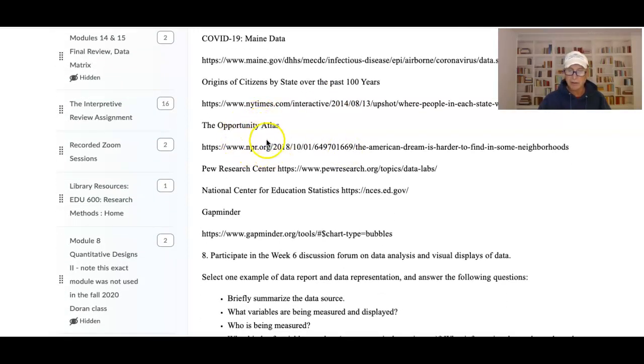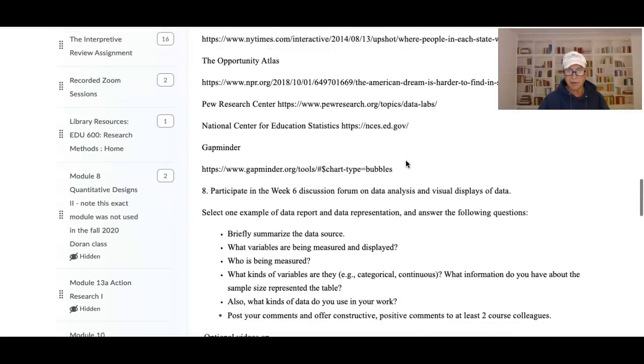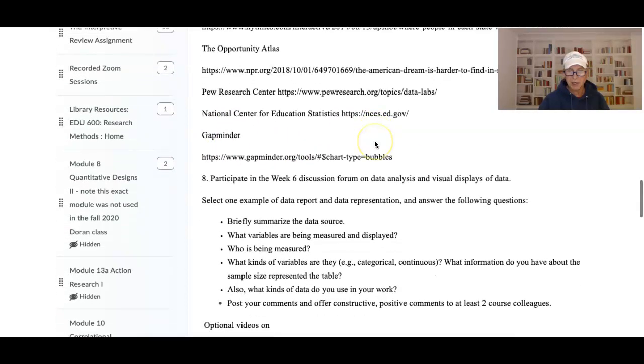Each one of these links goes to, some of you might be familiar with, the National Center for Educational Statistics right here. There's a tremendous amount of information in there that has to do with what's going on in your state and nationally. So also this Gapminder. Take a look at that.